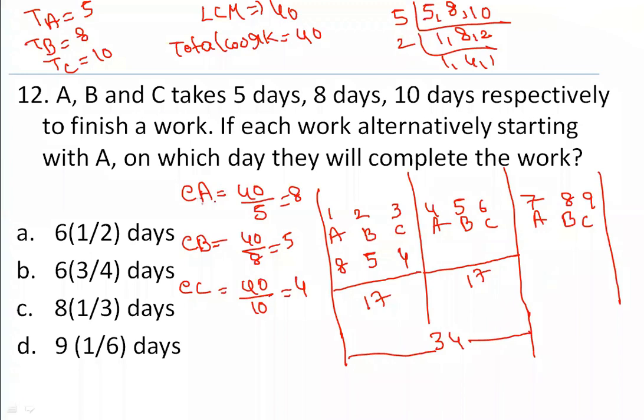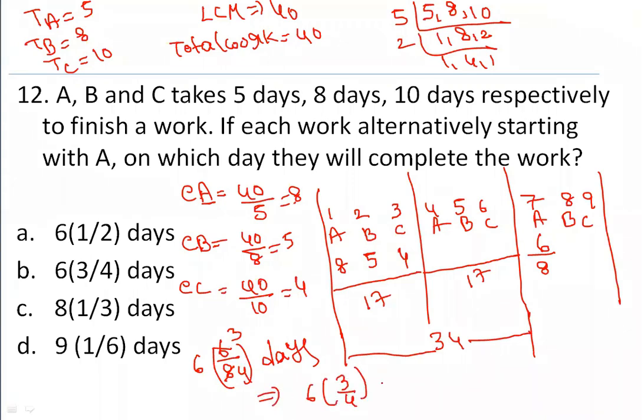What's the efficiency of A? Efficiency of A is 8 units. On the 7th day, out of 8 units, you need only 6 units. Okay. So that means on the 7th day, it is 6 by 8 of work. So 6 by 8 is the answer. 7th day is not completed, right? That's the reason we are not writing it as 7. Okay. 6 by 8 is the answer. You can simplify this. 2 threes and then 2 fours, and you can write the answer as 6 3 by 4 days. 6 3 by 4 days. Option B, 6 3 by 4 days.